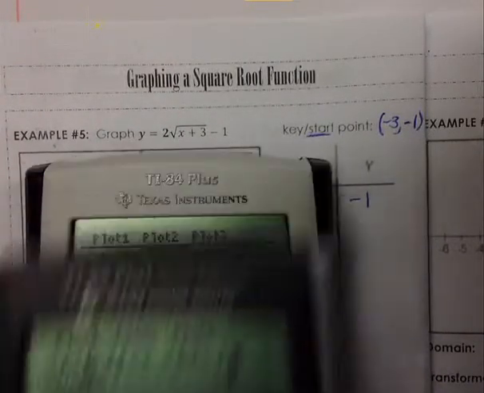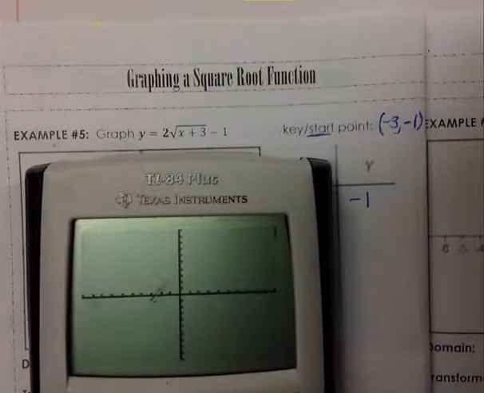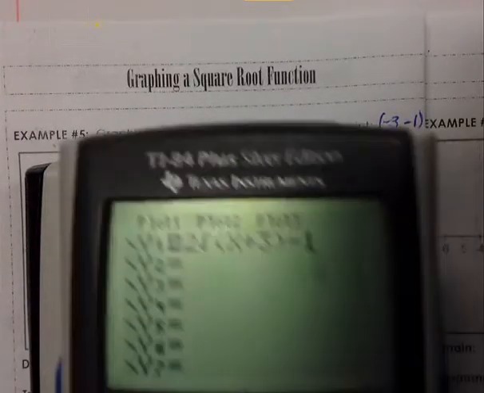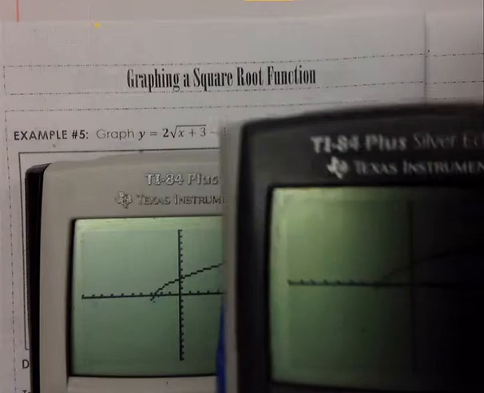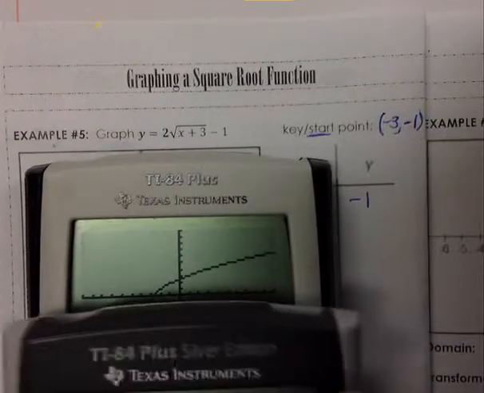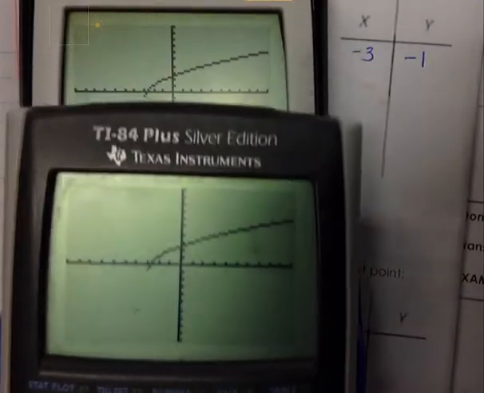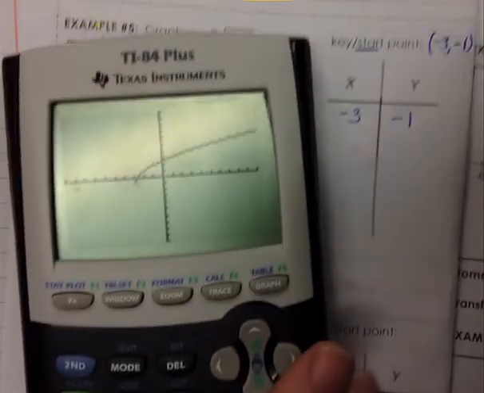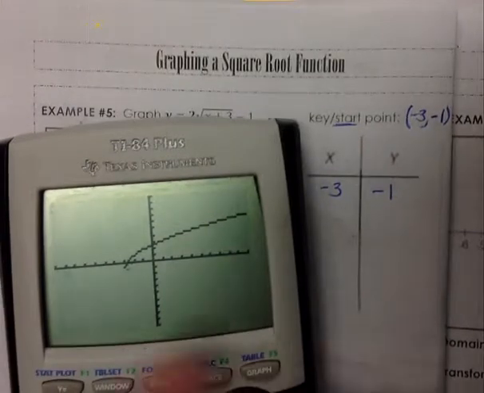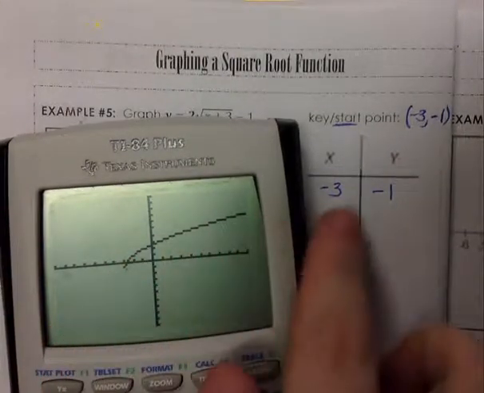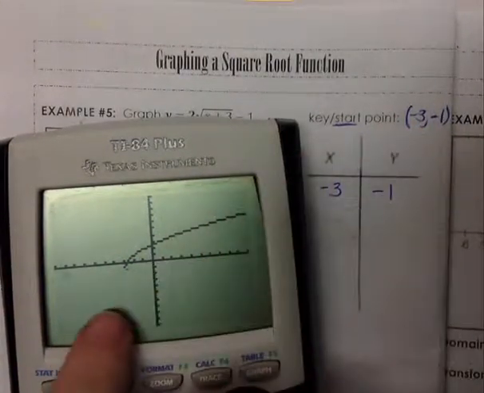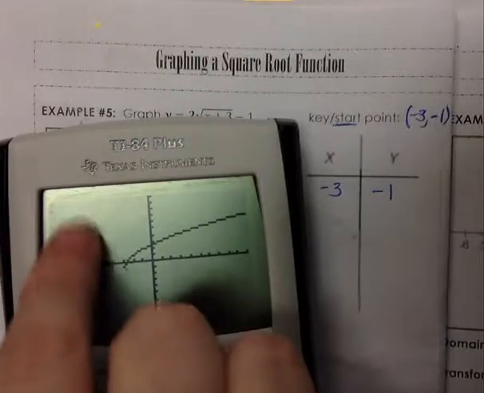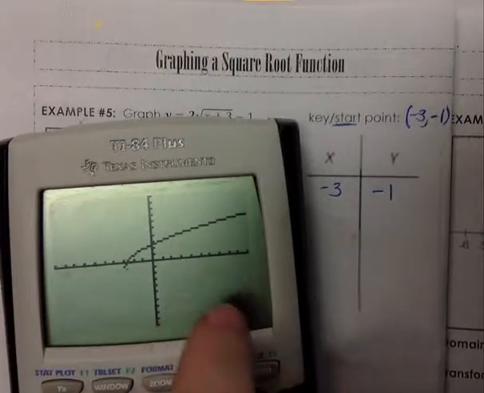So if I press graph here, and then if I press graph on this one, I get the same graphs. So these are the same two graphs, which means that I typed it in correctly. So we have our graph. We can see that it's starting here, which is at negative 3, negative 1. And then there's nothing over on this side or down below, which is perfectly fine because it's a radical.